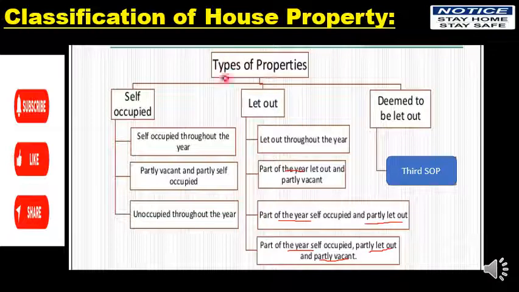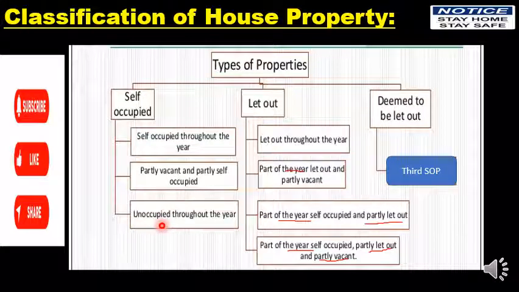The types of house property: there are three categories, self-occupied property, let-out property and deemed let-out property. Under self-occupied property, the residential house or building which is self-occupied throughout the year is considered a self-occupied property. If the building or house is partly vacant and partly self-occupied, then it is considered a self-occupied property.